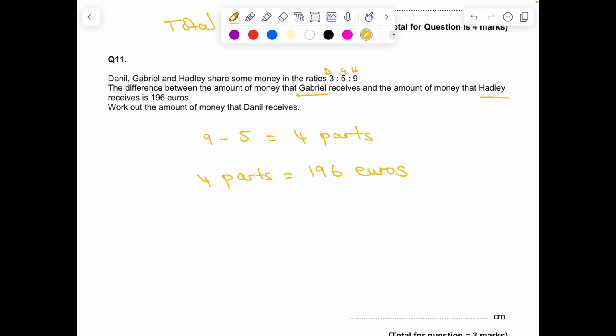Okay, which means if we divide by 4, we know that 1 part, if we do 196 divided by 4, 1 part is 49 euros. So that tells us 1 part is 49 euros. It means that we can now work out how much Danny gets. Danny gets 3 parts. So we're going to do 3 times 49 euros. And that gives 147 euros. And that's how much Danny receives.